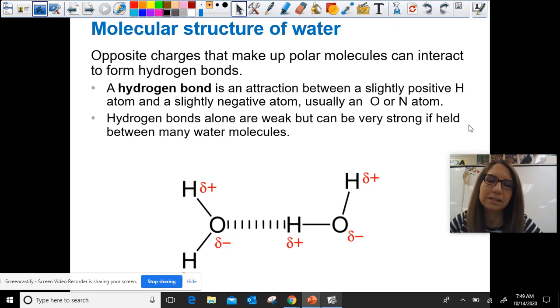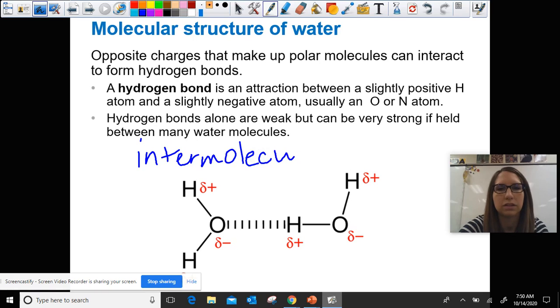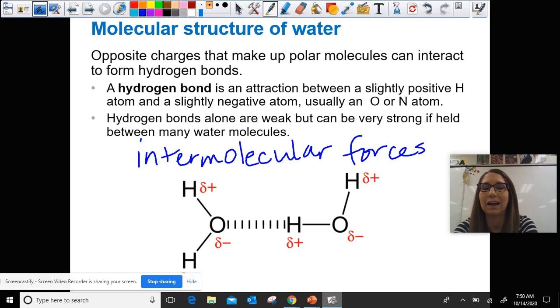So when we look at the structure of water, what makes this really important in the fact that it is polar is that we now have these opposite charges that can interact between water molecules. So these are what we call intermolecular forces. Intermolecular. So inter, remember, meaning between. So we're talking about 2 different molecules. They don't have to be different in the sense that they're made up of different atoms. They can still be 2 water molecules. But we're talking about interactions between separate molecules, not within a molecule, but 2 separate ones.